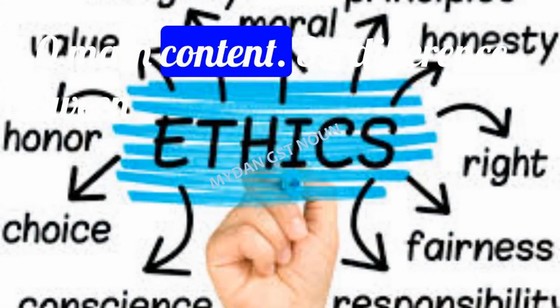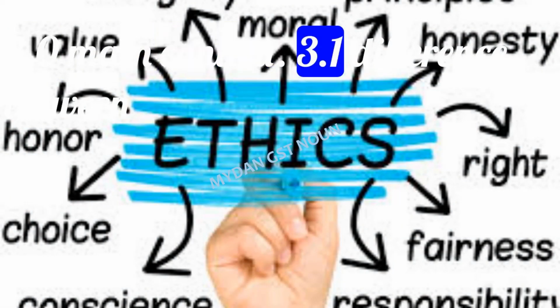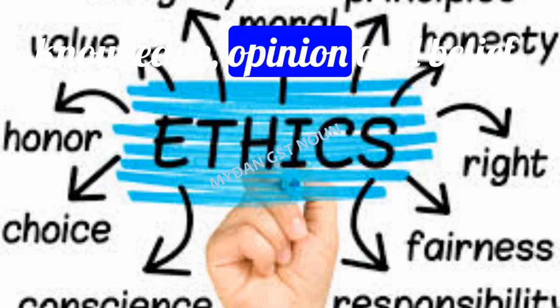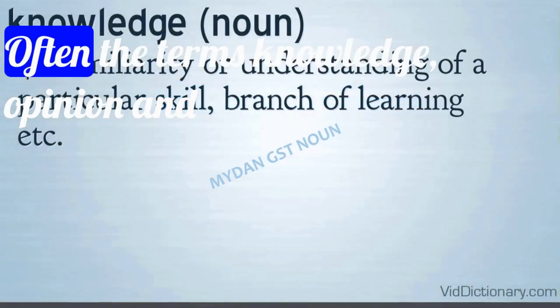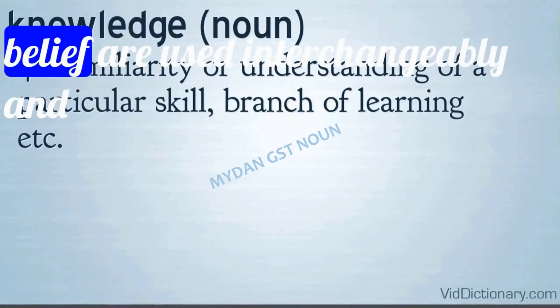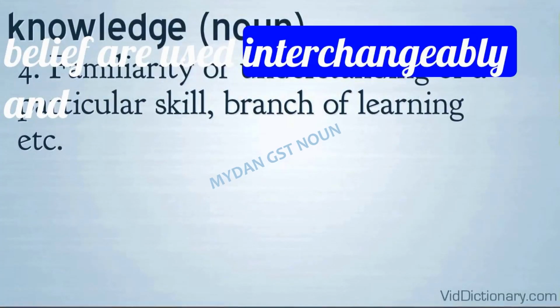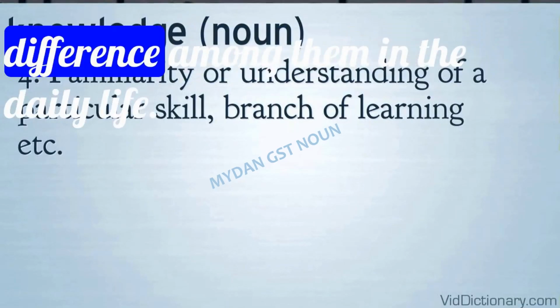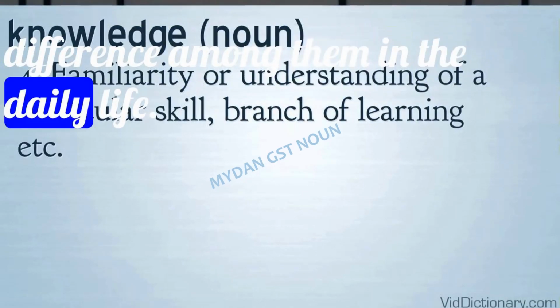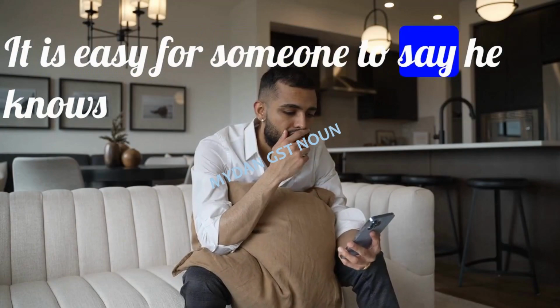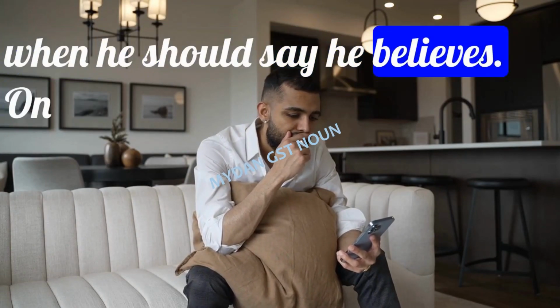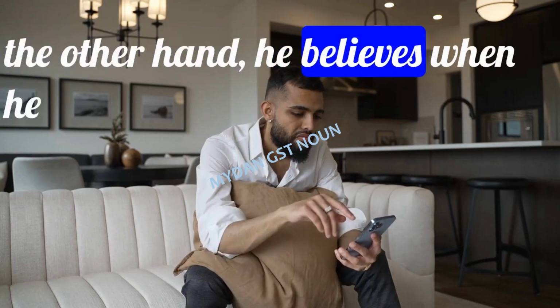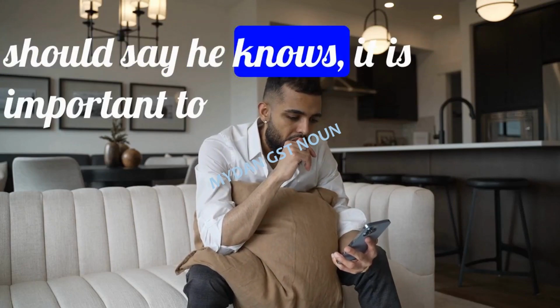3.0 Main Content. 3.1 Difference between knowledge, opinion, and belief. Often the terms knowledge, opinion, and belief are used interchangeably, and when considered at the surface level, it ordinarily looks as if there is no difference among them. In daily life, it is easy for someone to say he knows when he should say he believes. On the other hand, he believes when he should say he knows.